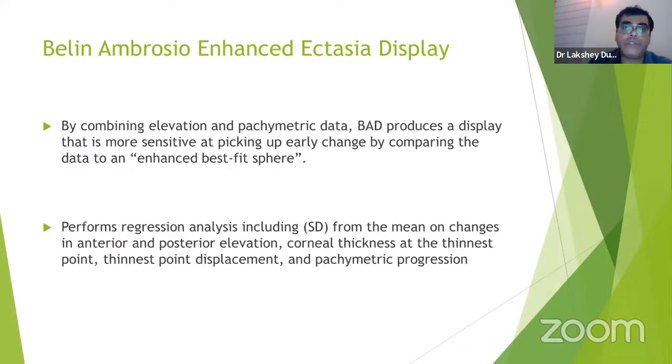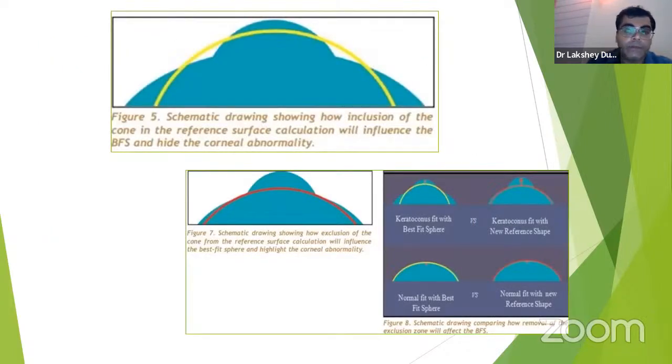Next is the Belin-Ambrósio enhanced ectasia display. By combining elevation and pachymetric data, BAD produces a display that is more sensitive at picking up early changes by comparing the data to an enhanced best fit sphere. To make it easy, the first image shows a best fit sphere, which has taken into consideration the steepness of the whole cornea. So this is the average best fit sphere, the yellow one on the top.